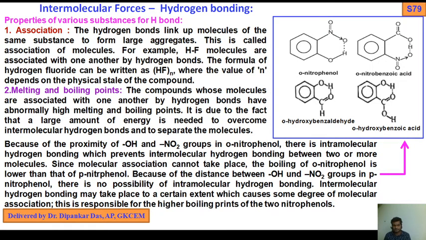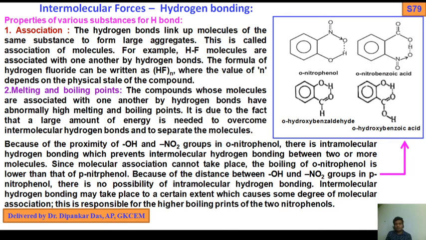So if a number of molecules get associated in intermolecular hydrogen bonding, what will happen? More molecules are attached by hydrogen bonds, and there are several hydrogen bonds. To break these several hydrogen bonds, we should supply more heat. That means melting point and boiling point increase, and as molecular surface area increases, boiling point and melting point also increase. That is due to this association. Next, melting point and boiling point. As I told you, if association occurs, melting point and boiling point increase.